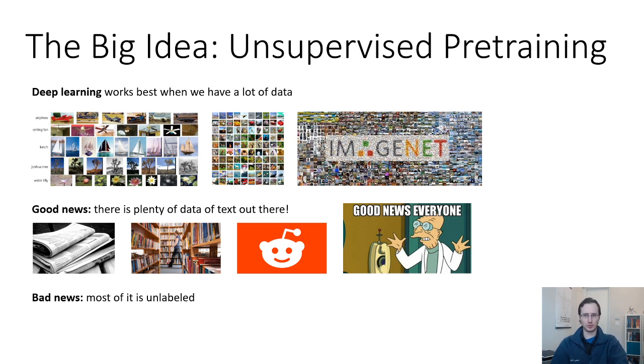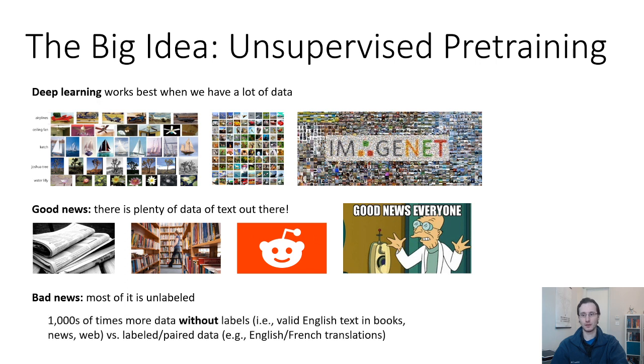And in particular, even when you can find labeled data, for example, you could imagine that you could train a question answering system by downloading, let's say, questions off of Quora and then taking the corresponding answers. In most of those cases, the labeled data will still be much, much smaller than the enormous unlabeled data sets you can procure. State-of-the-art models, the models I'll describe in this lecture, are trained on hundreds of millions or even billions of sentences. Enormous amounts of data. And they work really well for that reason. So there's thousands of times more data without labels, like valid English text in books, news, and web, versus labeled and paired data like English-French translations.